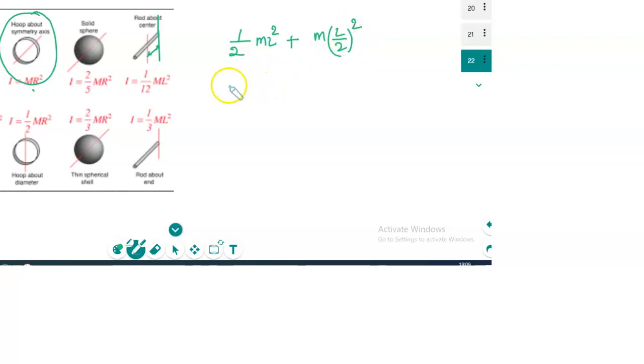Is it clear? So 1 by 12, ml square plus ml square divided by 4. So 12, 1 ml square plus 3 ml square is going to be 4 ml square, which is going to be ml square divided by 3. Good. Got it?